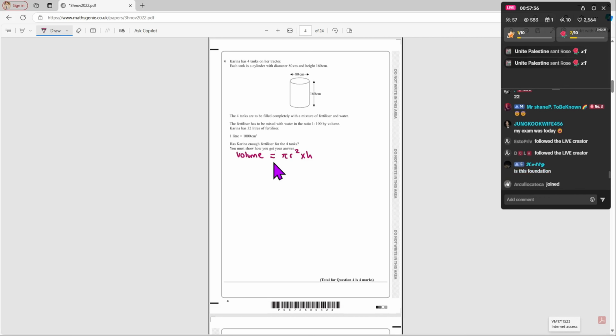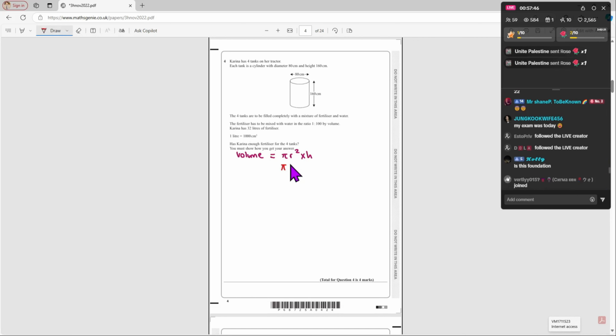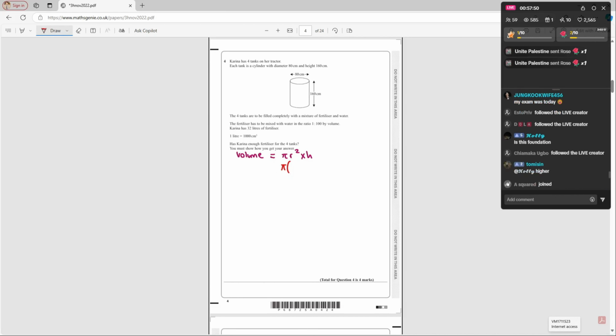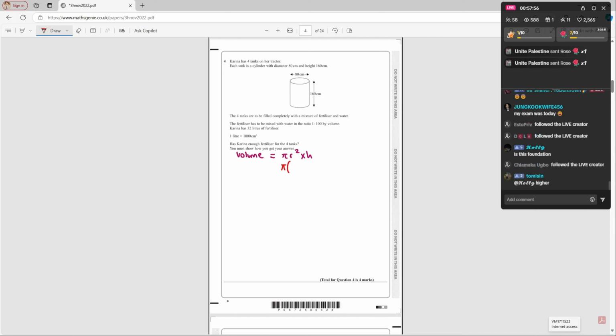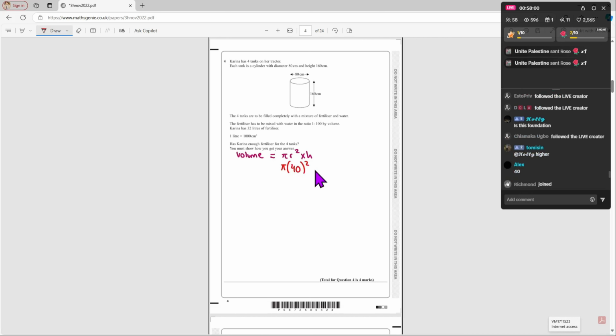Now, once we have done that, we're going to substitute our values into our formula to find the volume of our cylinder. So it's going to be pi and then the radius. Now, if our diameter is 80 centimeters, then our radius is going to be half our diameter. So half of 80 is going to be 40. So it's going to be 40 squared, and then times it by the height, which is already given in the question, which is 160 centimeters.